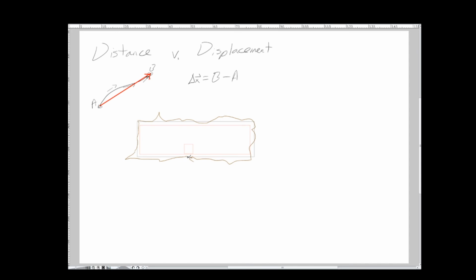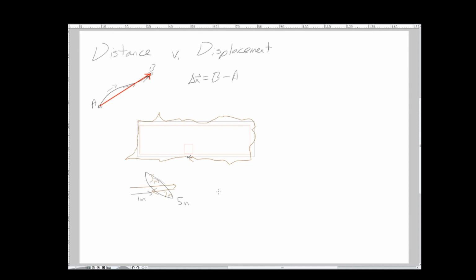Solving displacement problems is similar to solving your typical vector problems. If we have 3 meters to the right, 2 meters to the left, our resultant displacement would be 1 meter to the right. However, our total distance traveled would be 5 meters. That would be a 1D example.